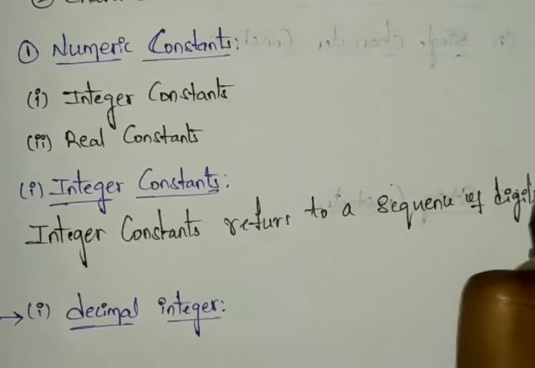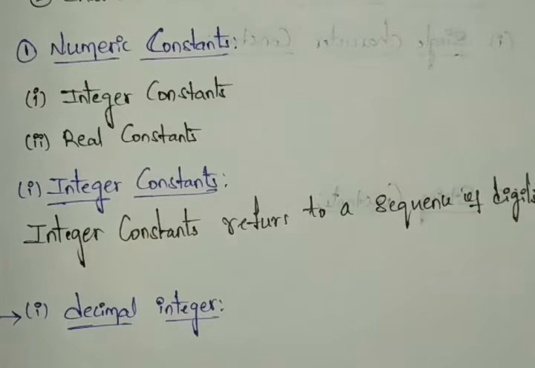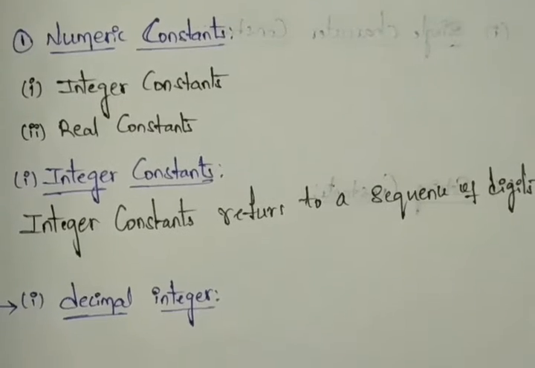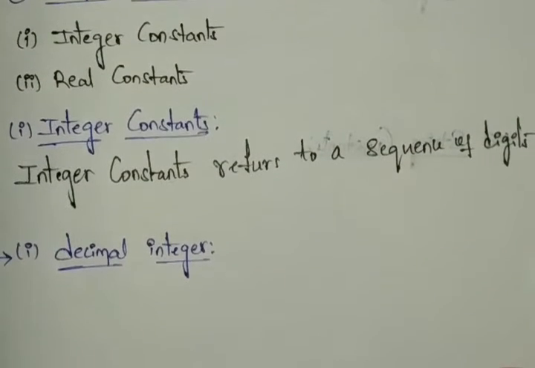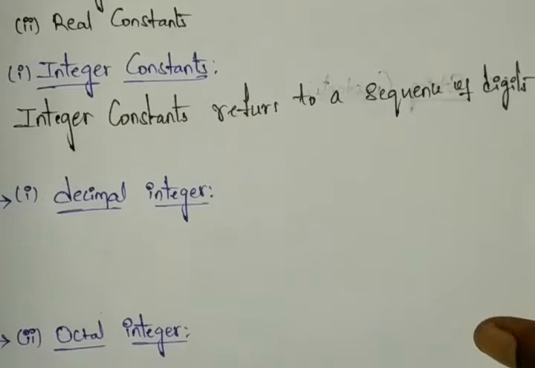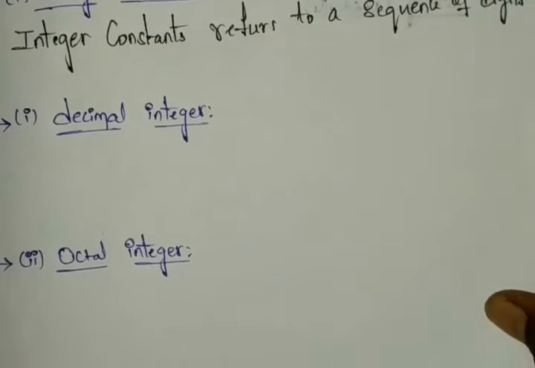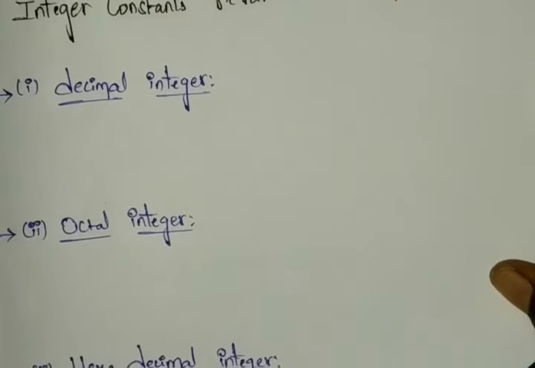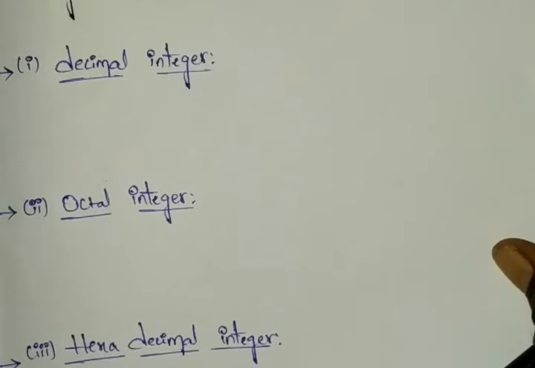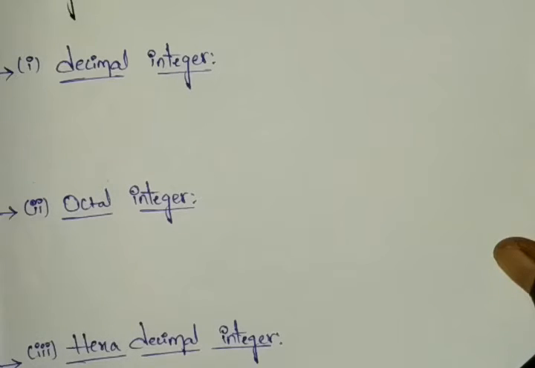And these are again divided into three types: the decimal integer, the octal integer, and the hexadecimal integer. First we will discuss the decimal integer. This decimal integer can accept a set of digits. The decimal integer consists of a set of digits.